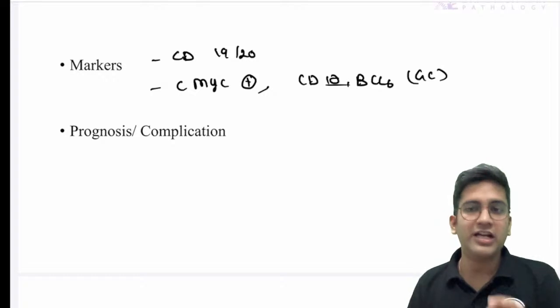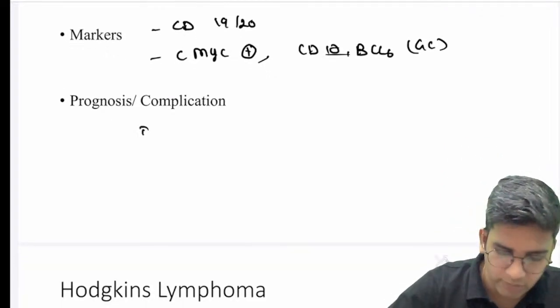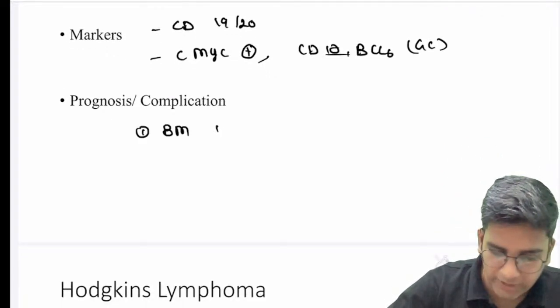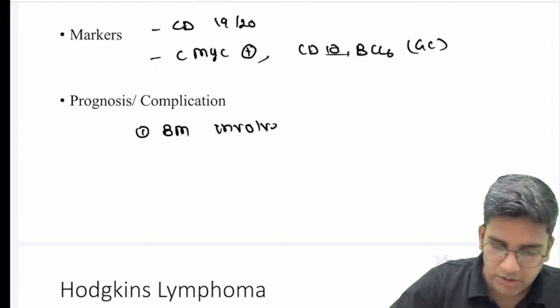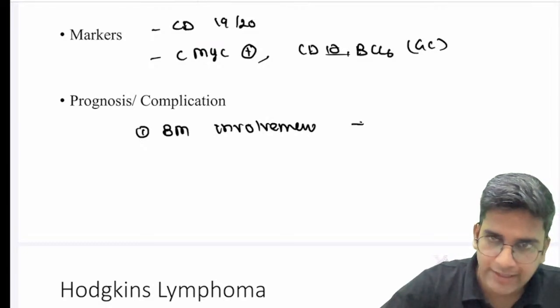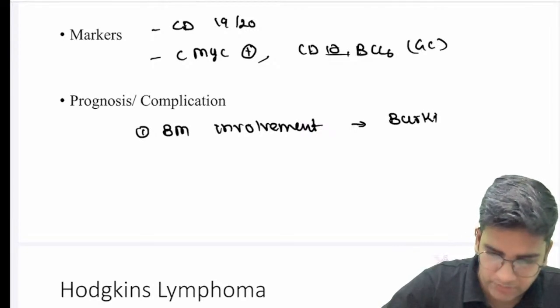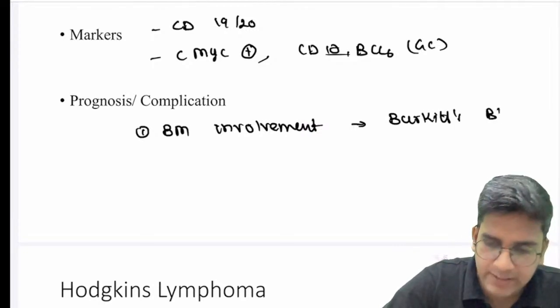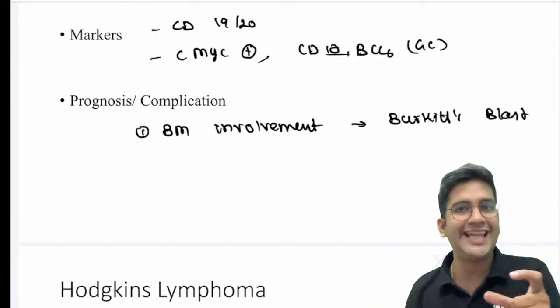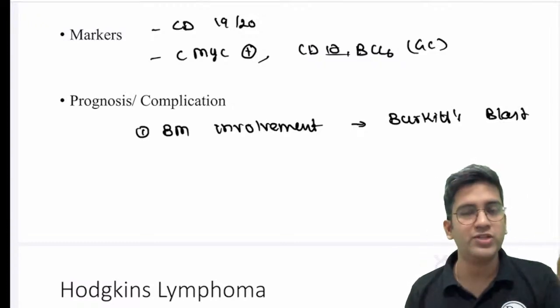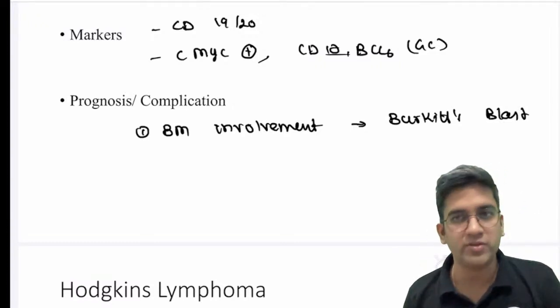Prognosis and complications. Burkitt's is a very, very aggressive disease. Fine. One of the complications for me is bone marrow involvement. It can involve the bone marrow. It can go into the periphery. It can cause Burkitt's blast. Okay. We read about Burkitt's blast. Write a word about them. The L3 blast, the sky blue cytoplasm with clear vacuoles. That's one of the problems.